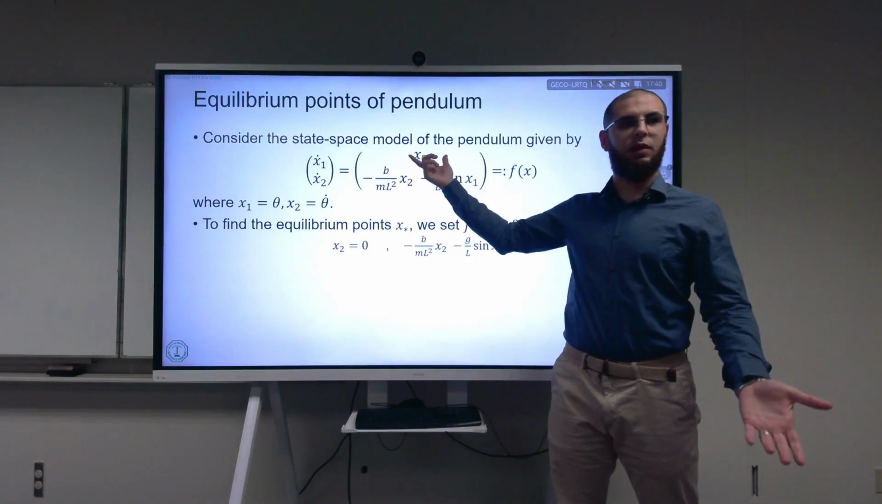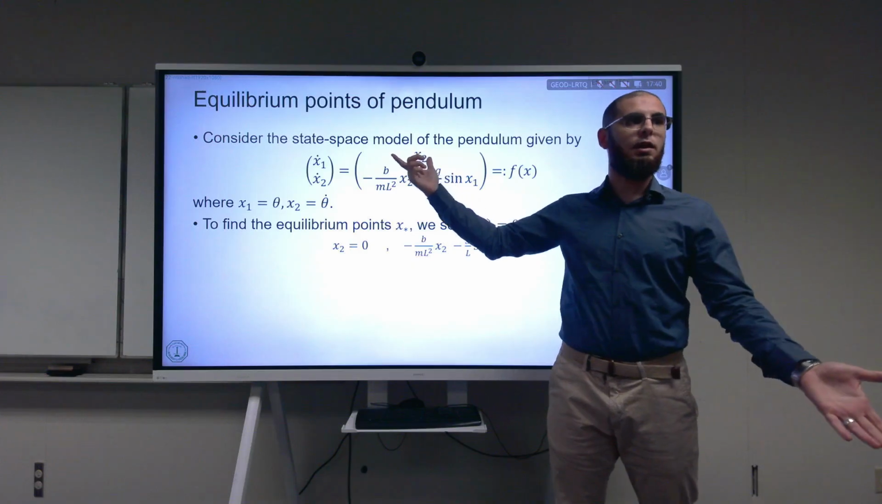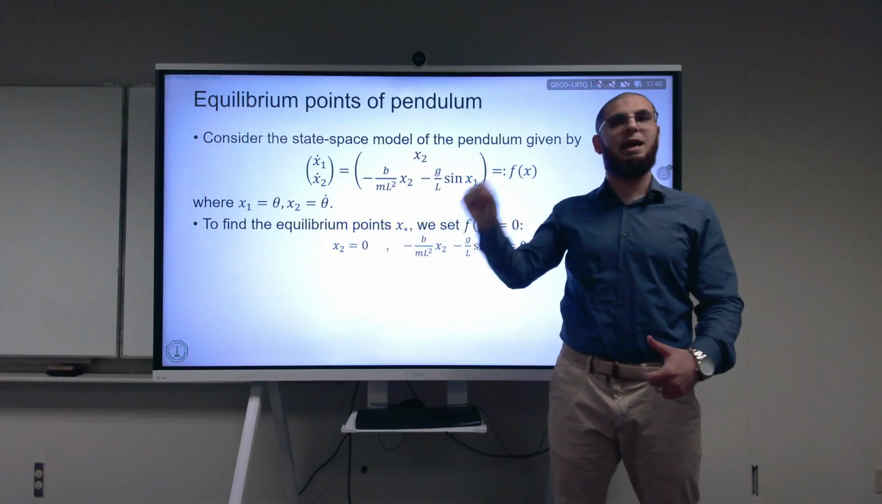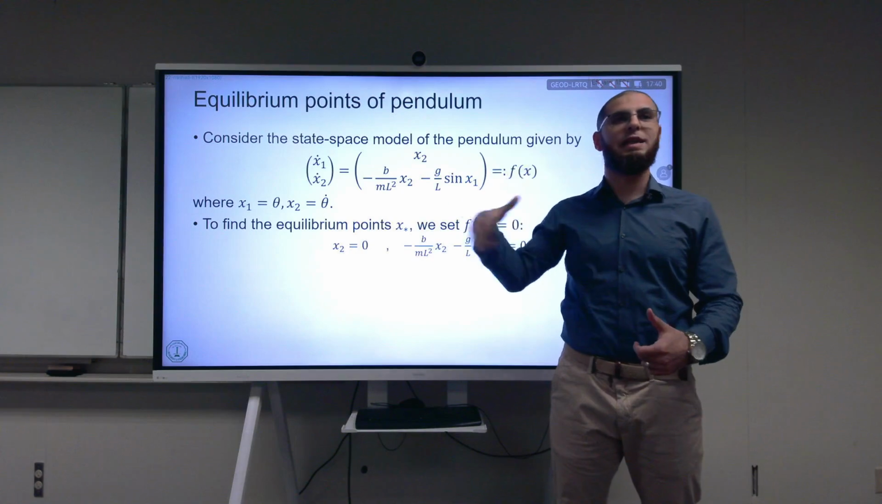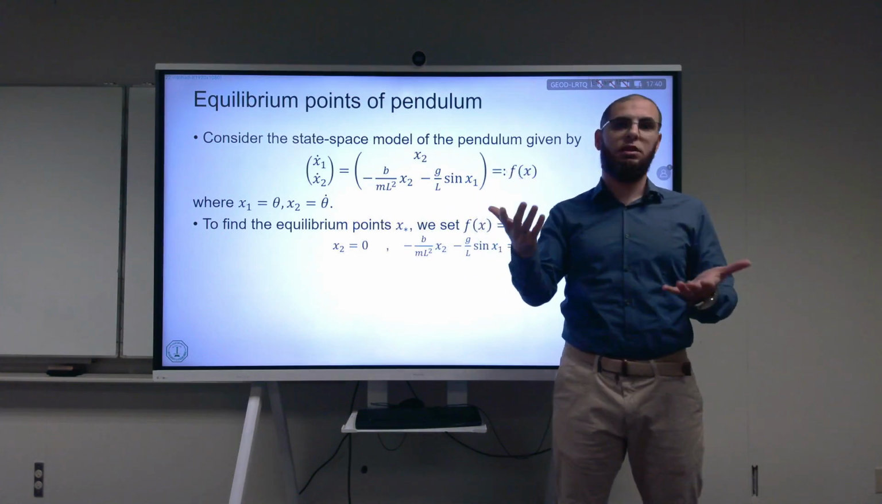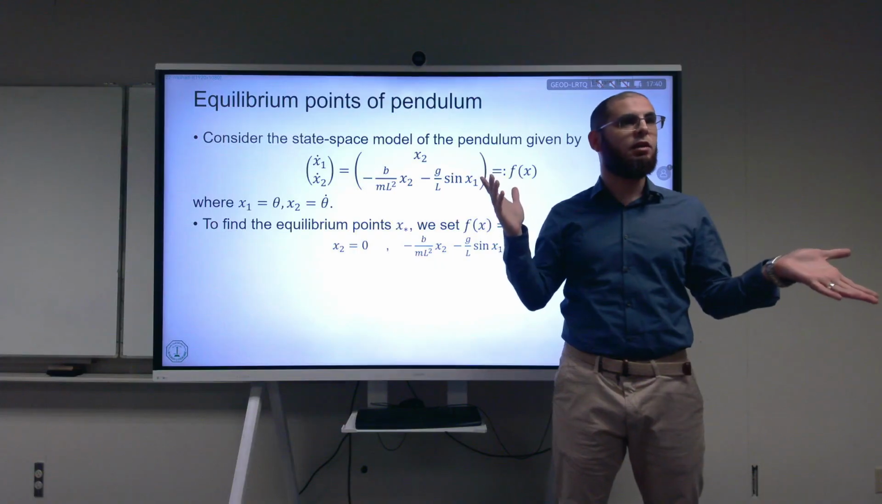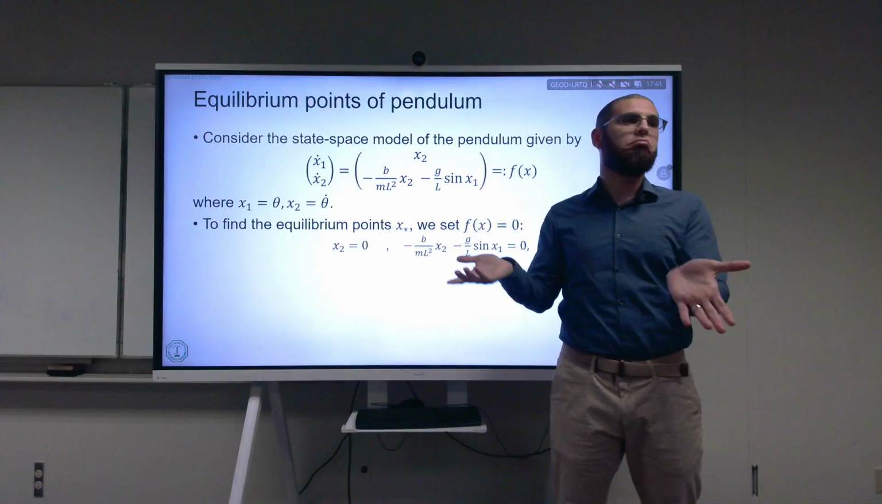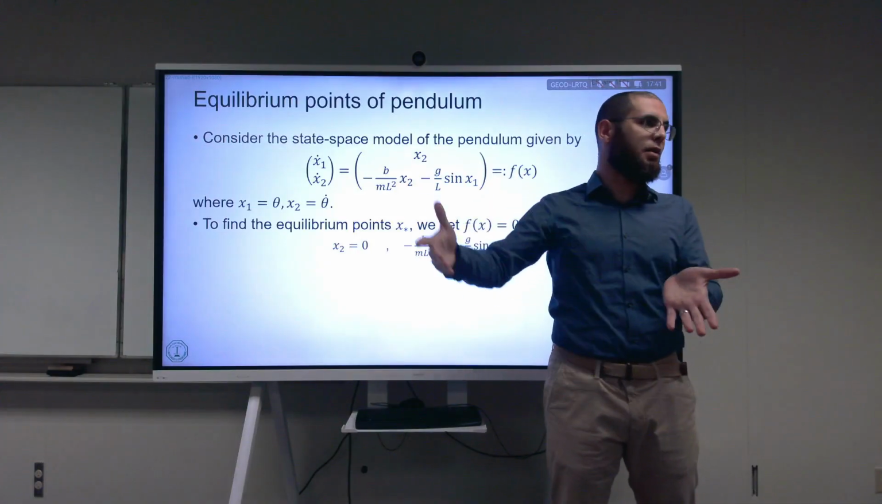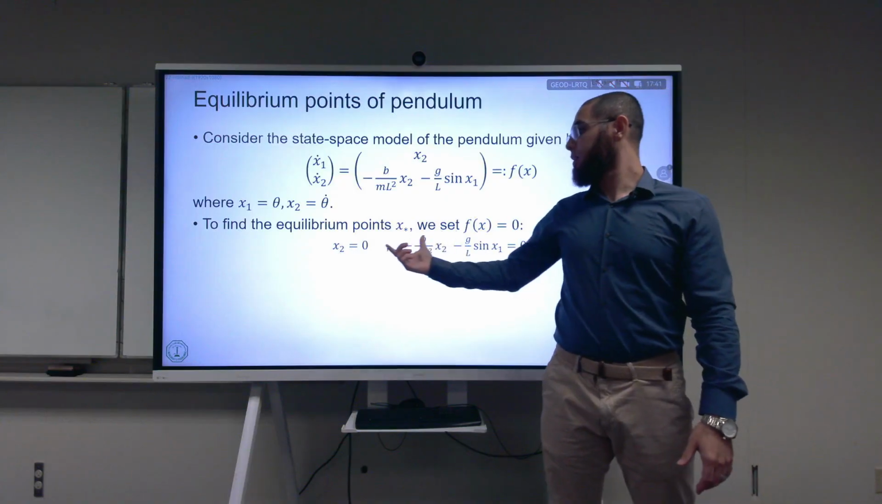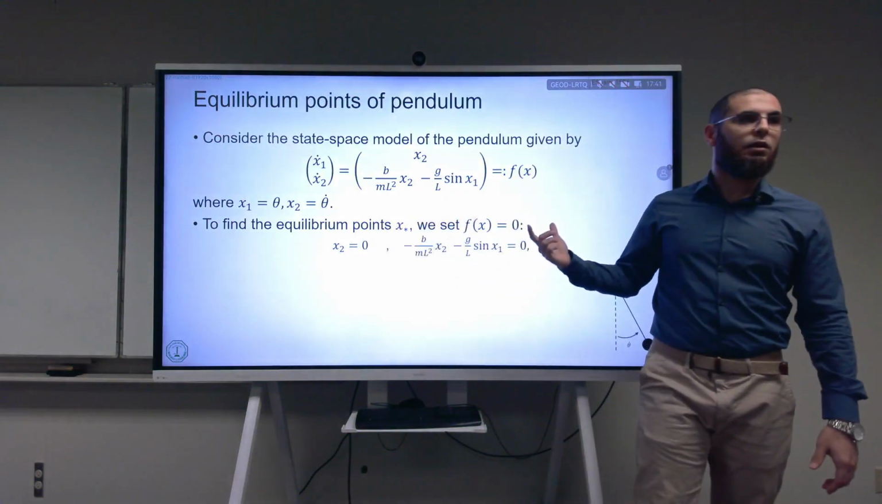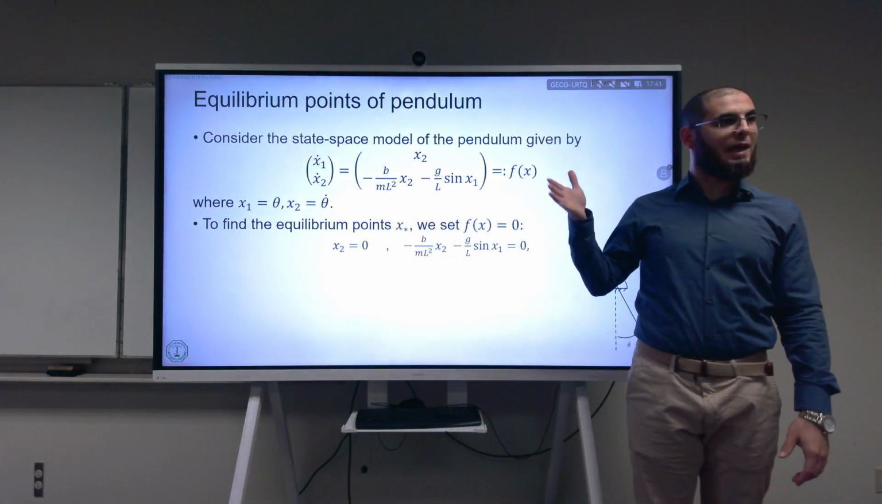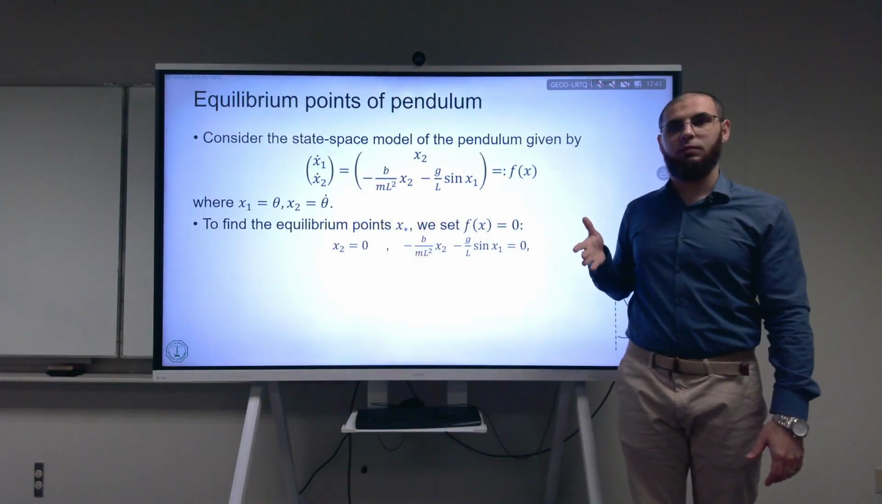The first equation is trivial. x2 is equal to 0, so I already know. Any equilibrium point of that system must have, and what is x2? Speed. Velocity. So velocity equal to 0. Makes sense, right? If I start there and have velocity equal to 0, then it makes sense that I'm not going to be moving on. But what about x1? So now we solved half the problem, so we know that x2 has to be 0 if this is an equilibrium point.